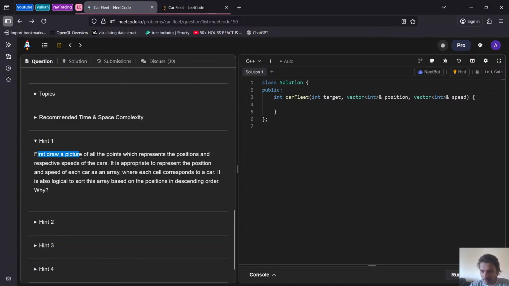First draw a picture of all the points which represent the position and respective speed of a car. It is appropriate to represent the position and the speed of each car as an array, where each cell corresponds to a car.